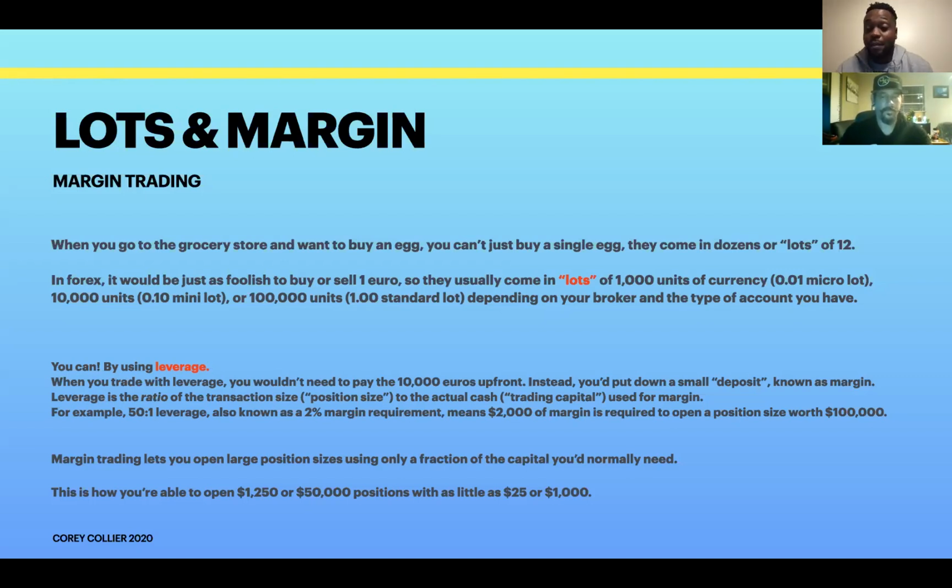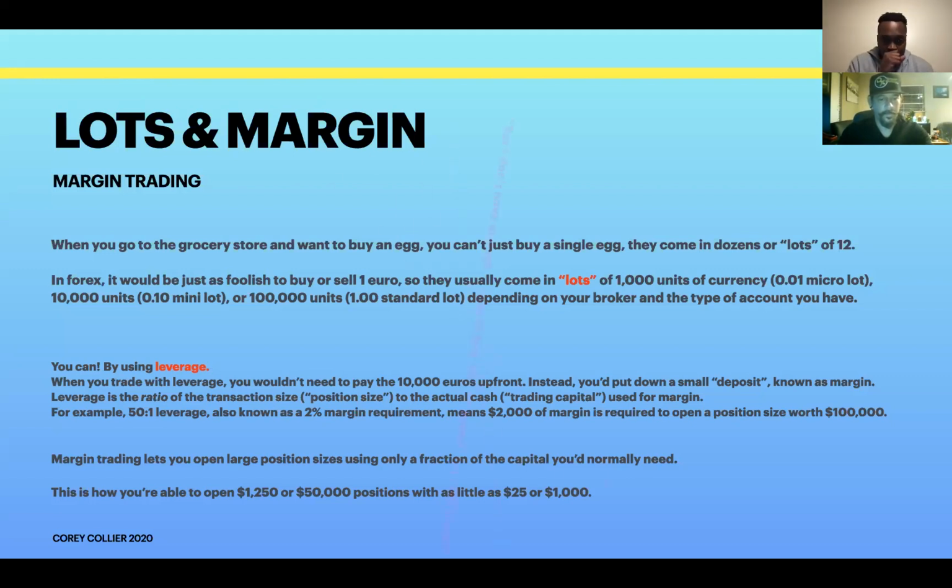So you've got a micro lot of 0.01. That's you taking control or moving around 1,000 units of the currency. If you do 0.10, now you're moving around 10,000 units of the currency. If you do a full standard, you're going to move around 100,000 units of that currency. All right, and that's dealing with lot sizes. So if you do two standards, now you're at 200,000 units of the currency. If you do 0.05, you're at 5,000 units of the currency. And it goes on like that pretty much, okay?